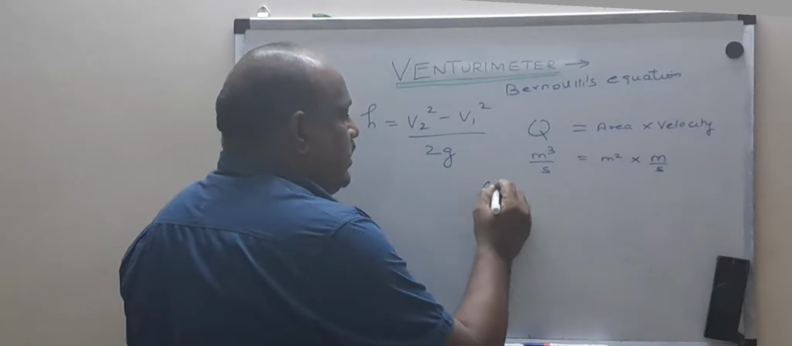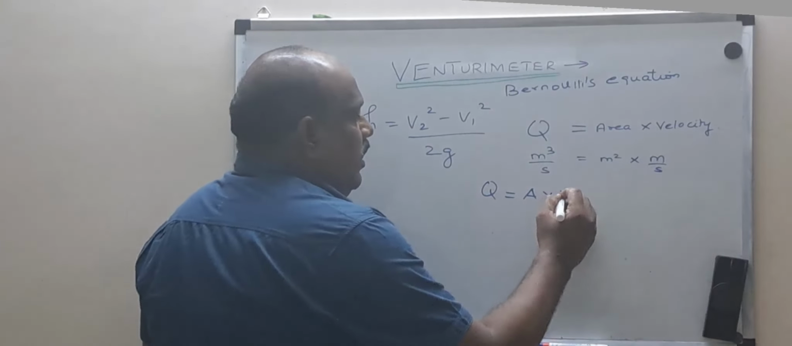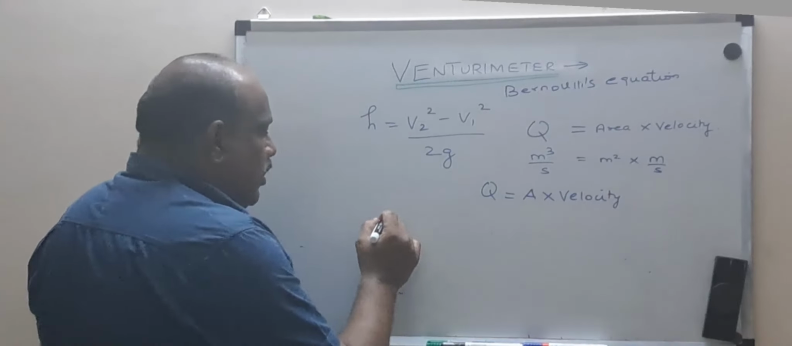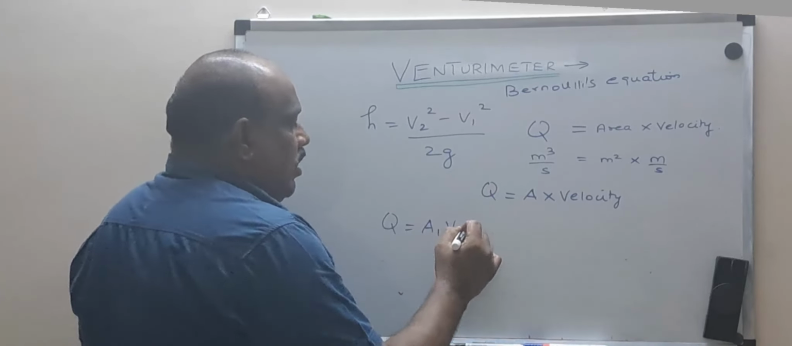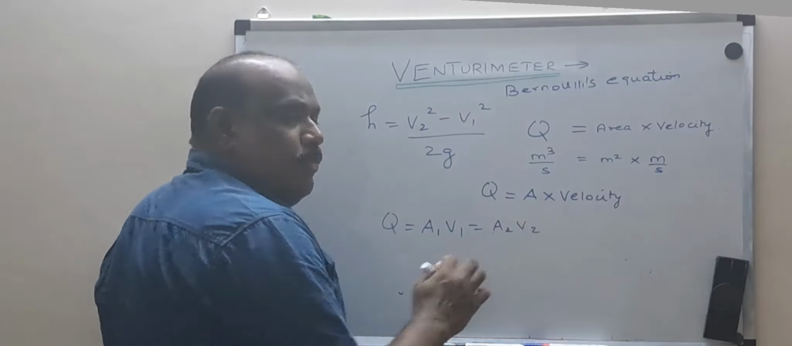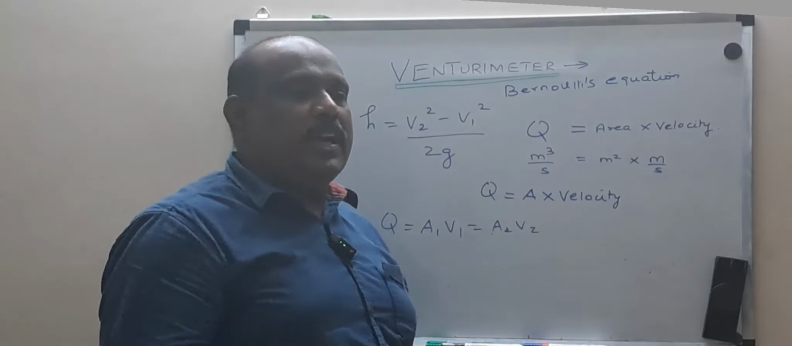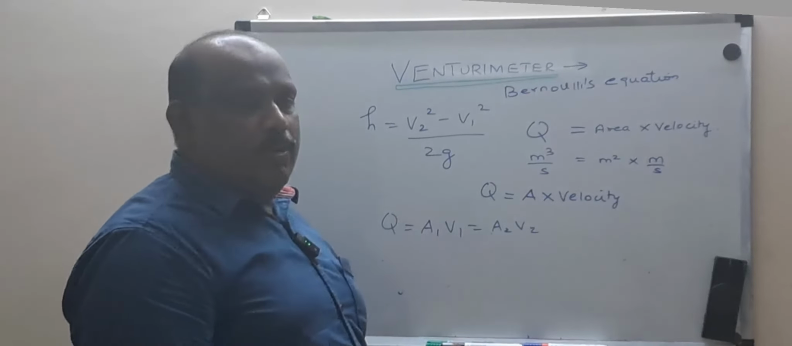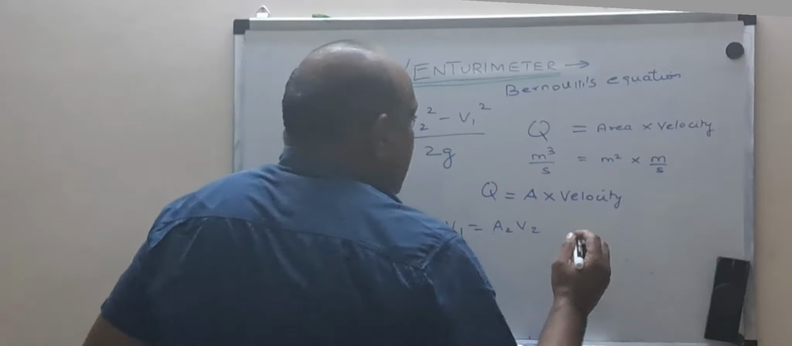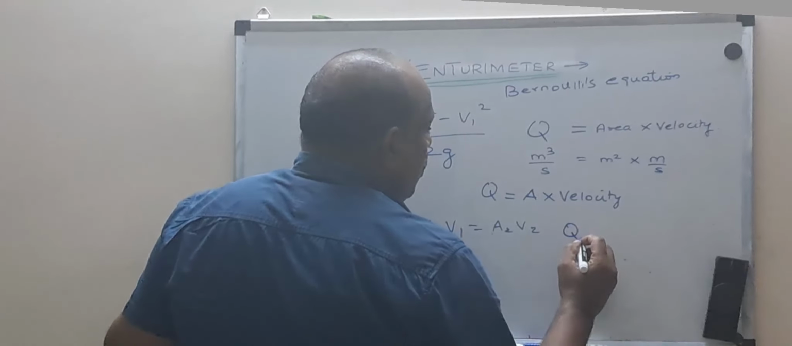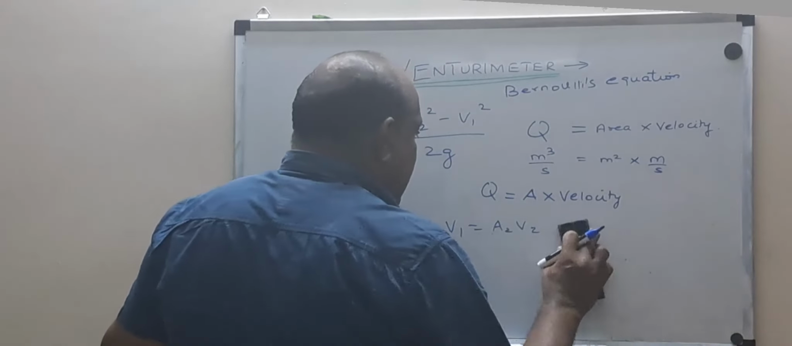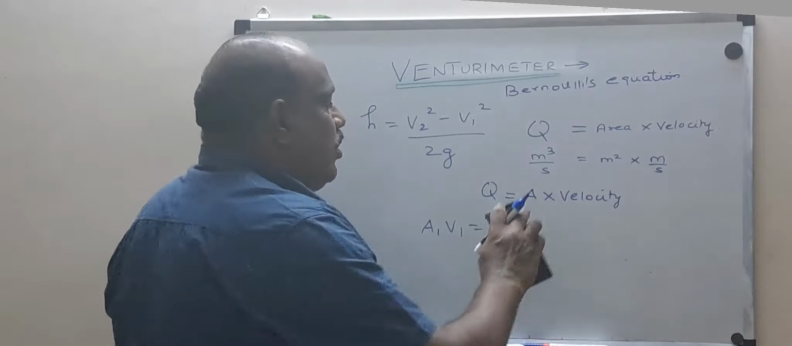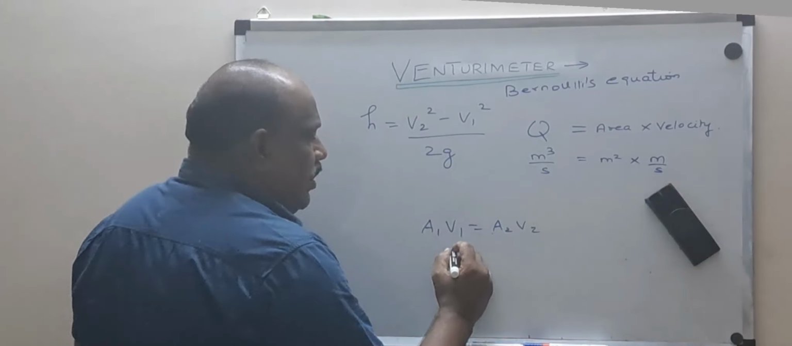Any fluid mechanics student is well aware that Q will be equal to A into V. Now Q will also be equal to A1 V1, which will also be equal to A2 V2, because the flow rate remains constant, because we assume the flow is steady. So A1 V1 equal to A2 V2. Can I tell like this? A1 V1 equal to A2 V2. From this, what is V1, Tarni?